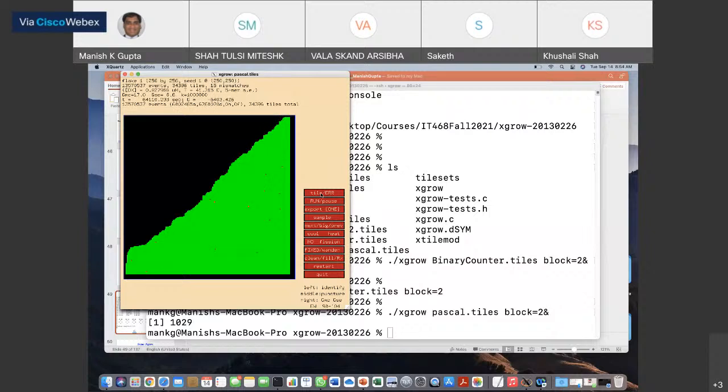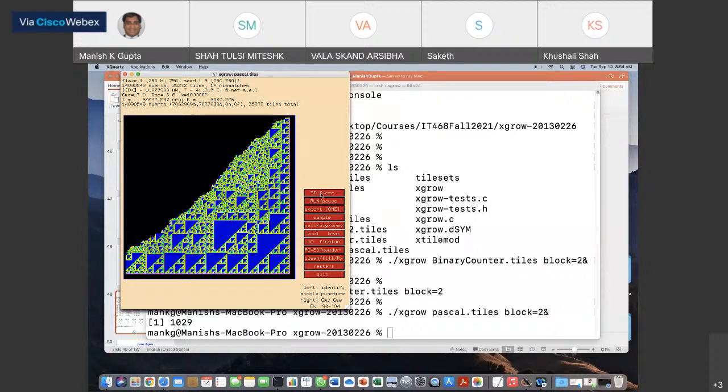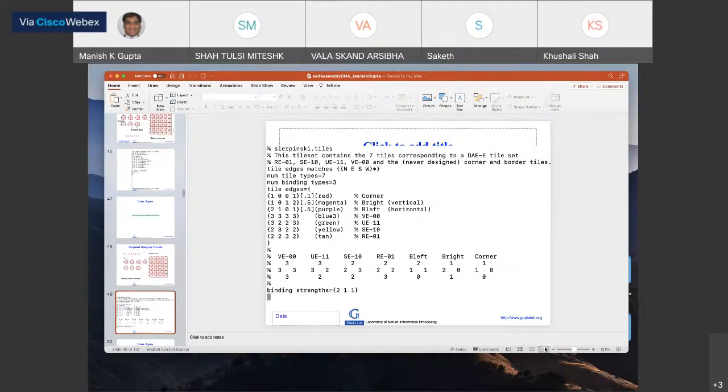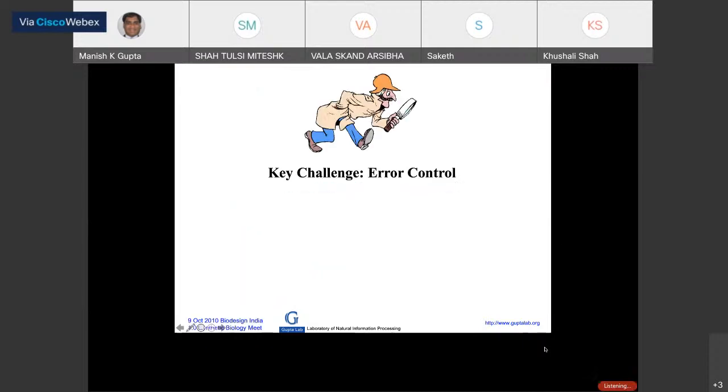Okay, so you can see that a lot of errors are happening here. 14 errors have happened till now. This is the Sierpinski triangle mod 2. Okay, fine. This was a simulation for Sierpinski triangle.